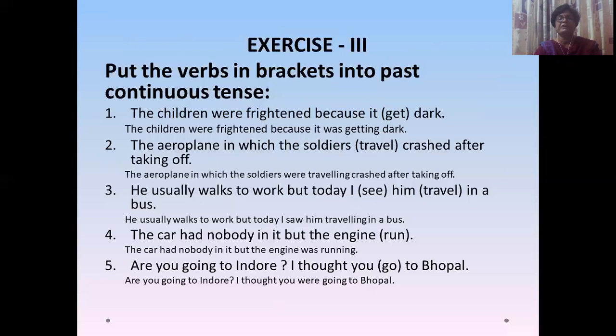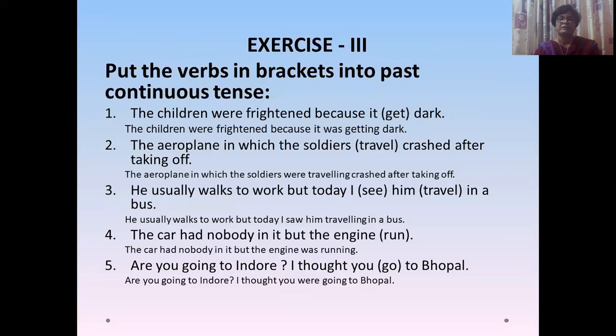The children were frightened because it get dark. The verb get is given in the bracket. It is the verb that has to be used. So in past continuous tense, let's see how the sentence has been formed: The children were frightened because it was getting dark. Now this is the past continuous form of the verb get.